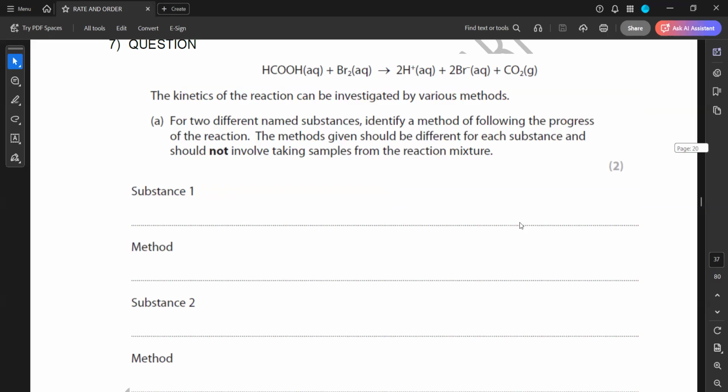So which method can we use here? Aqueous bromine is colored. Methanoic acid is colorless. The products are colorless, and carbon dioxide gas will escape, so it is also colorless. So there will be a color change. We can observe a color change. So one thing we can mention is observing a color change.